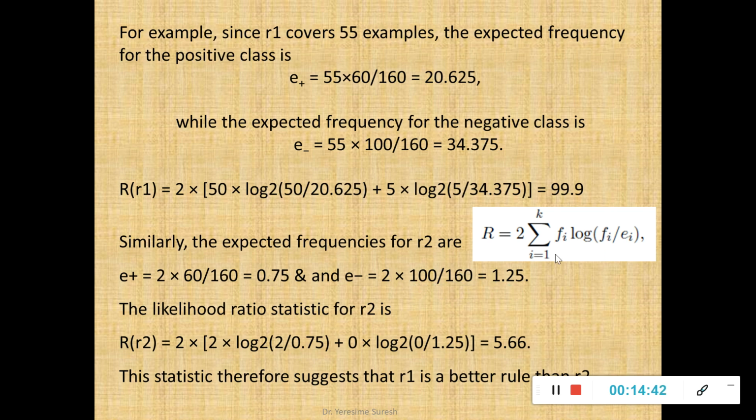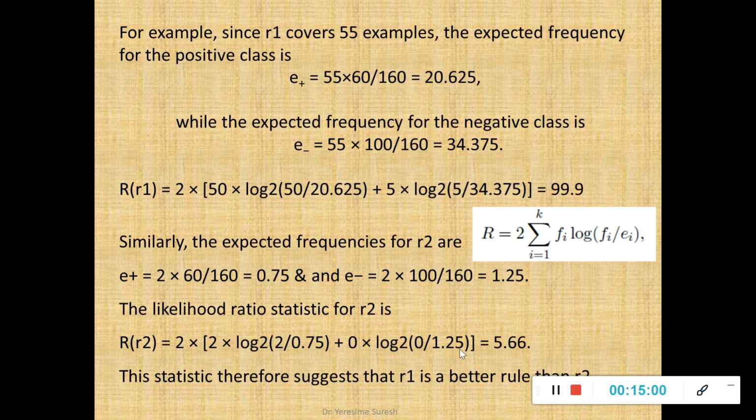Feed these values into the same equation. Again, the total number of positive instances covered is 2, into log base 2 of 2 divided by the expected frequency for positive instances, 0.75.